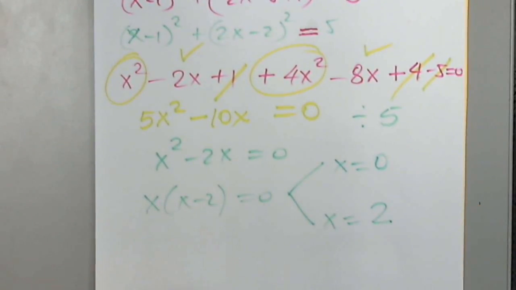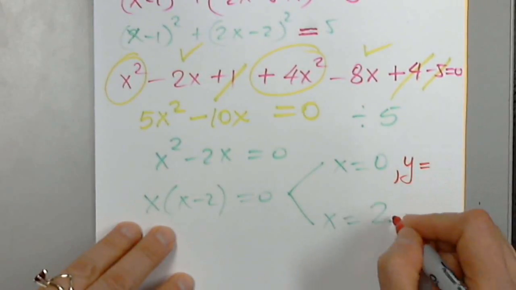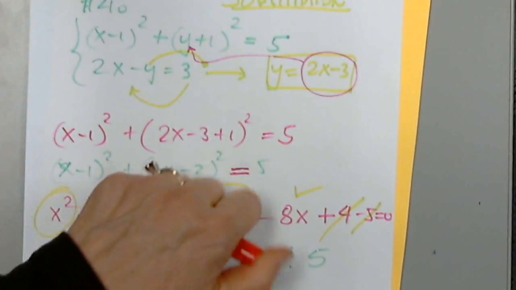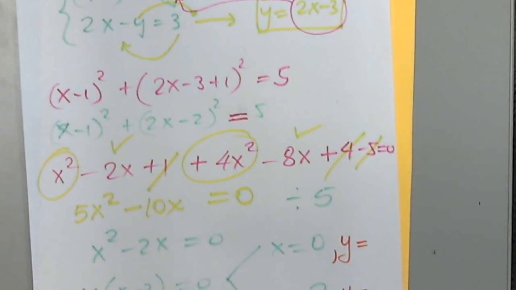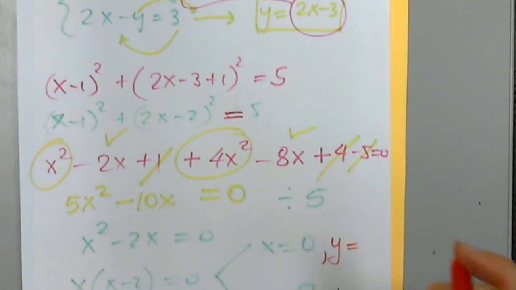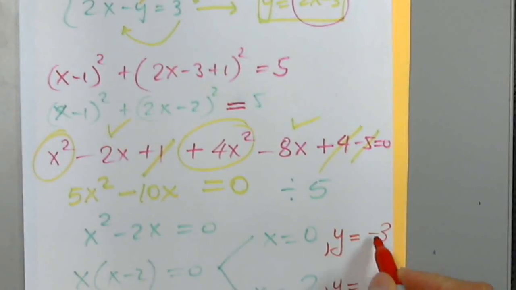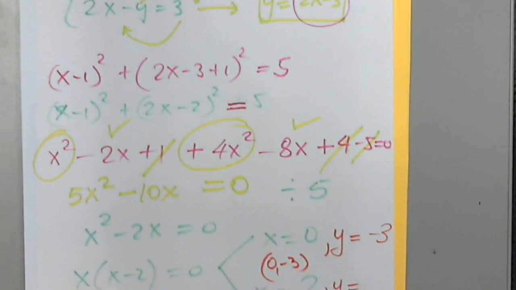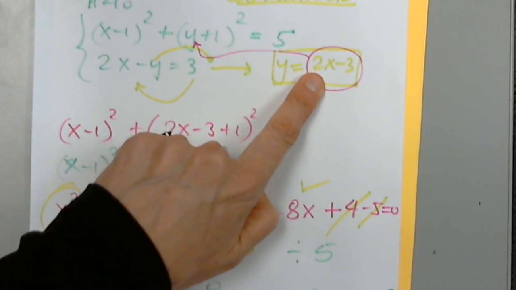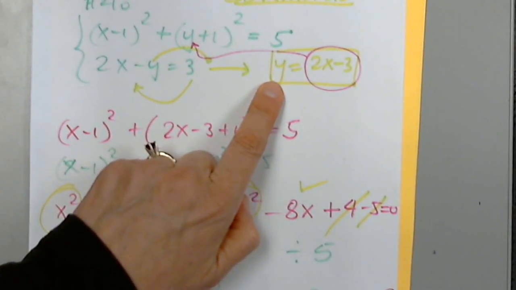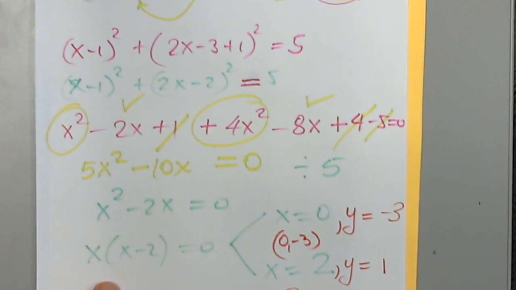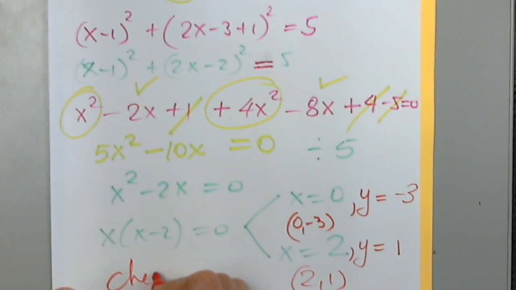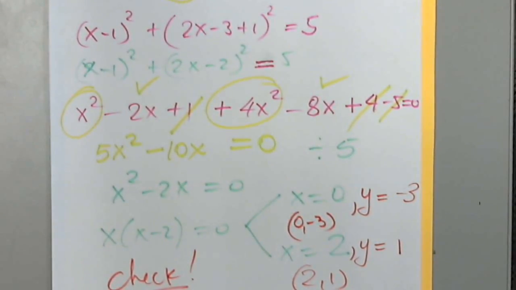Yes, 0 and 2. Awesome. This is good, but it's not good enough because I have to find the corresponding y. But it's not a big deal. So when x is 0, how much is y? Perfect. So 0, negative 3. And now when x is 2, how much is y? That's it. So 2 comma 1. We have to check. So please remember, go back to the original problem and always check solutions. It's very easy to make a mistake.